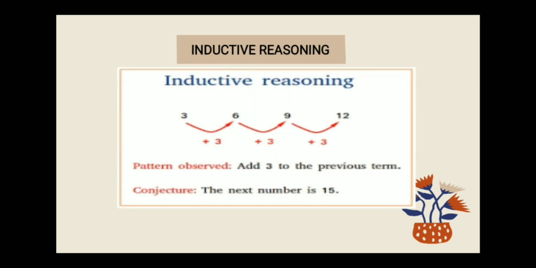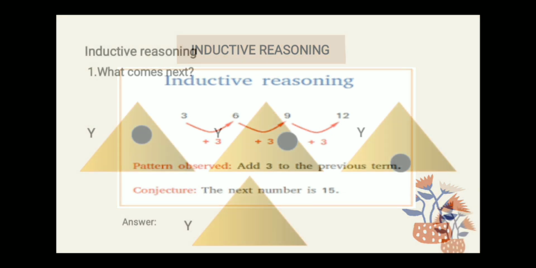I have here an example. The numbers 3, 6, 9, and 12. In observing the pattern, we add 3 to the previous term. So 3 plus 3, 6 plus 3, 9 plus 3, 12. Obviously, the next number is 15 because 12 plus 3 is 15.